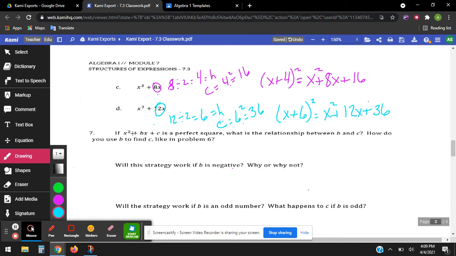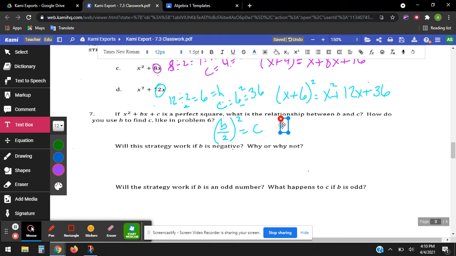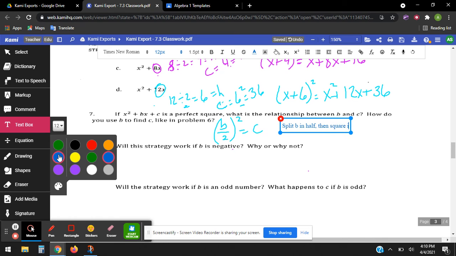Okay, so if x squared plus bx plus c is a perfect square, what's the relationship between b and c? How to use b to find c? Well, what we did every time was we split it in half and then squared it, right? So b split in half squared equals c. So let's put that in words next to it. Split b in half and square it to find c.